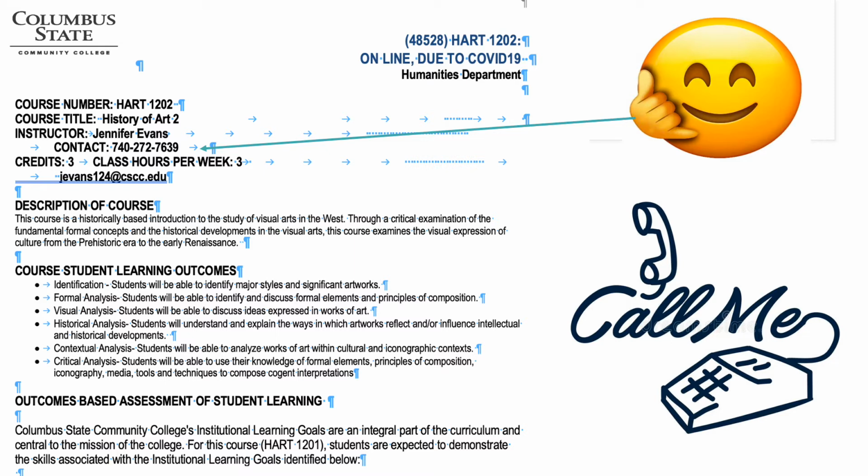And critical analysis, you'll be able to use knowledge of the formal artistic elements, principles of composition and iconography, media, tools, and techniques to compose contingent interpretations. Boy, is that a mouthful. Basically, you're going to be able to talk about art. If I take you to an art museum, you'll be able to look at a painting and tell me more about what it is using proper terminology and in an educated manner.